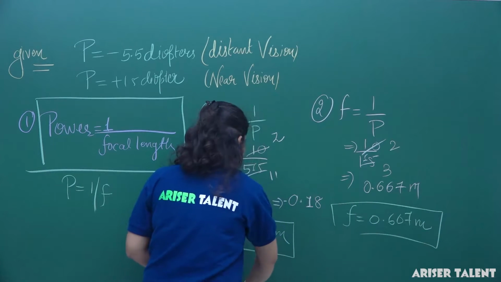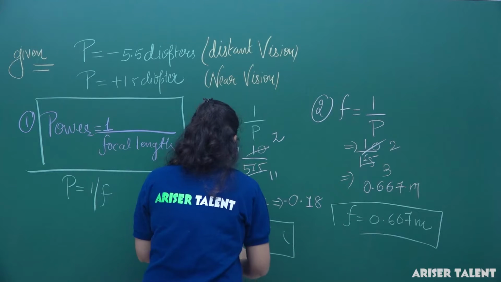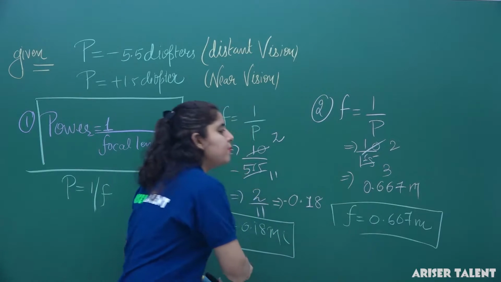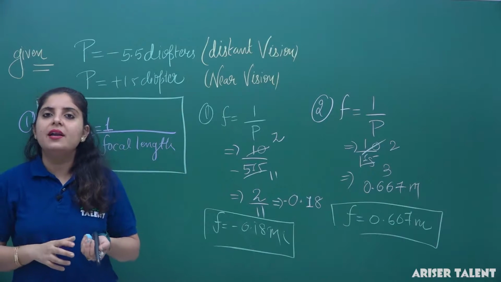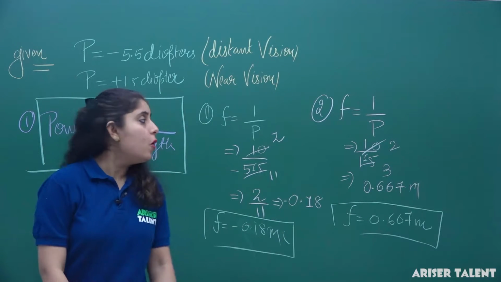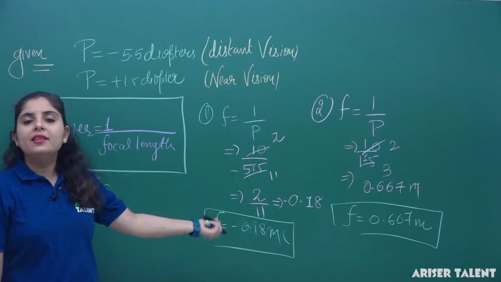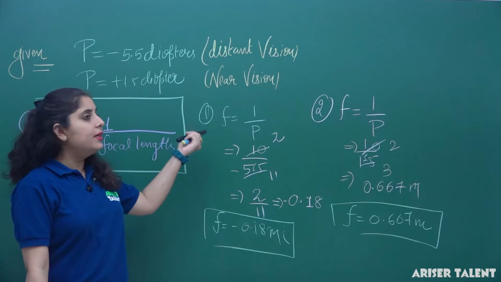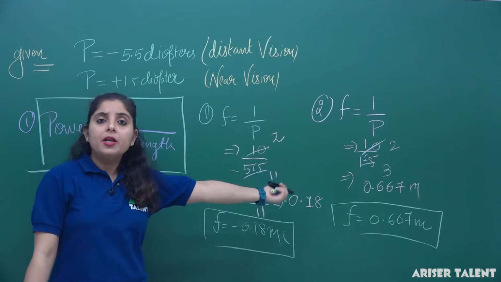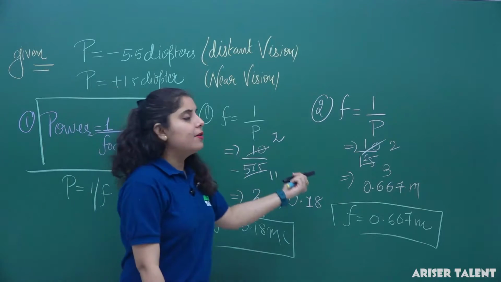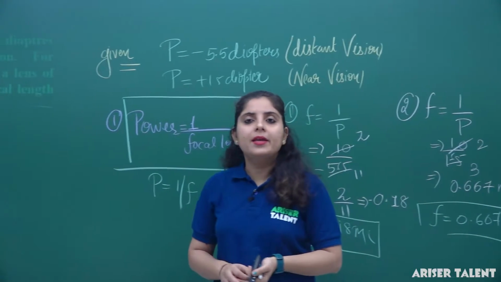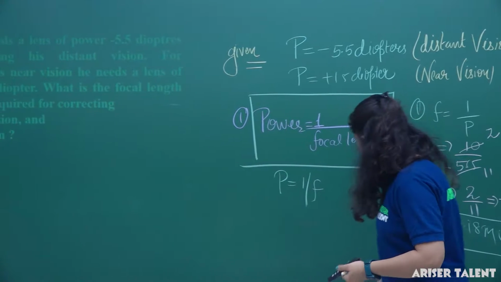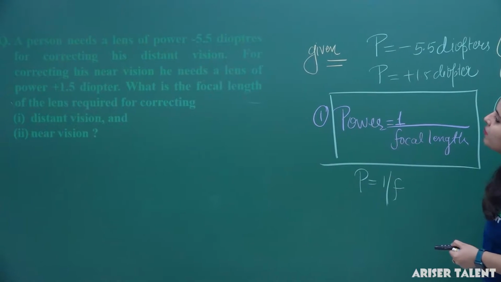And this is the same unit we have. This power is also in the unit of meter, because the standard unit for the focal length will be meter, and power is again given in the standard units, that is diopters. So in both the cases you are getting the focal length. The first part is for the distant vision, and the second part you are getting here is for the near vision. Okay, so this is the very simple numerical problem from our NCERT. Now we are moving forward to the next problem we have.